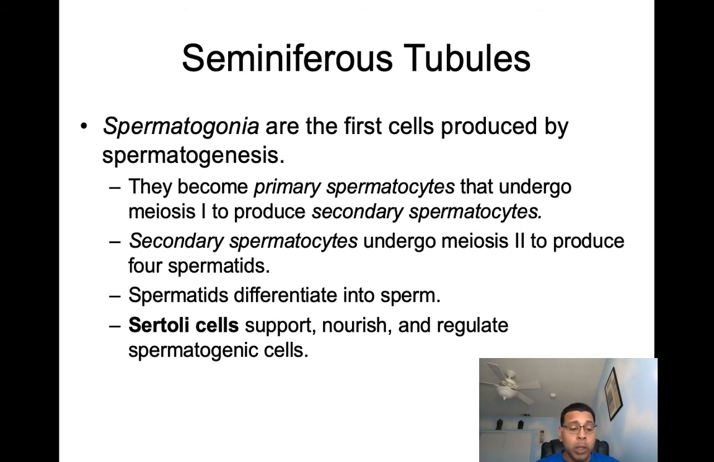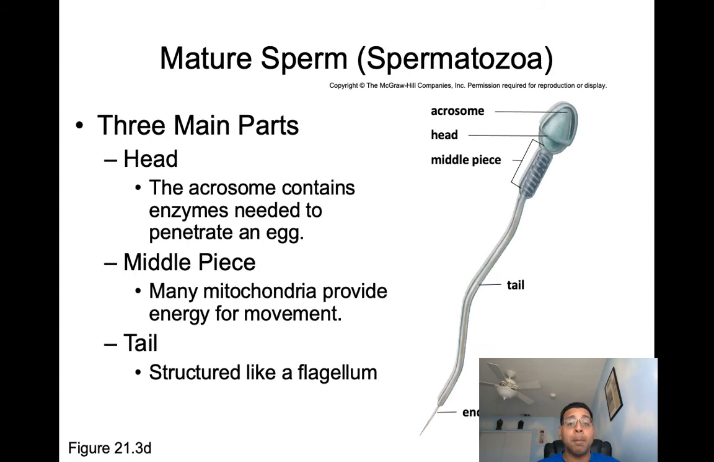Mature sperm are going to have 3 main parts. A head, you can see right inside of here. And the head has the acrosome. The acrosome is going to contain enzymes that are needed to penetrate an egg. Next, we have the middle piece. In the middle piece, we're going to have many mitochondria, and those mitochondria are going to provide energy for movement. And then last, we can appreciate the tail. The tail is structured like a flagellum. And looking back at the head, it also contains the nucleus, which holds the genetic information.